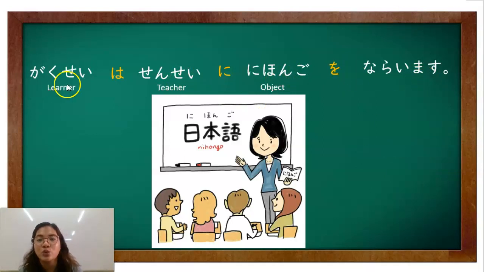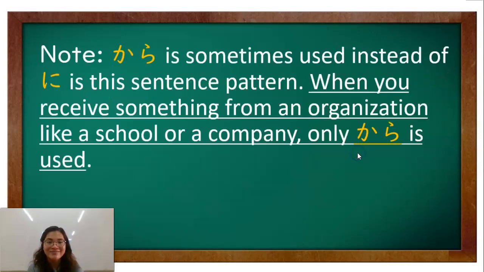Okay? So, natututo ang student ng Nihongo kay teacher. Natututo ang mga students ng Japanese language kay teacher. Okay? So, klaro ba? So, kung sino yung gumagawa ng action, siya palagi ang particle ni. Okay, so, note this one.